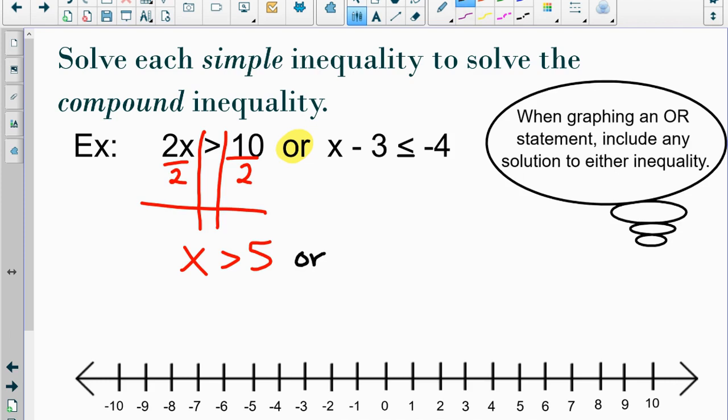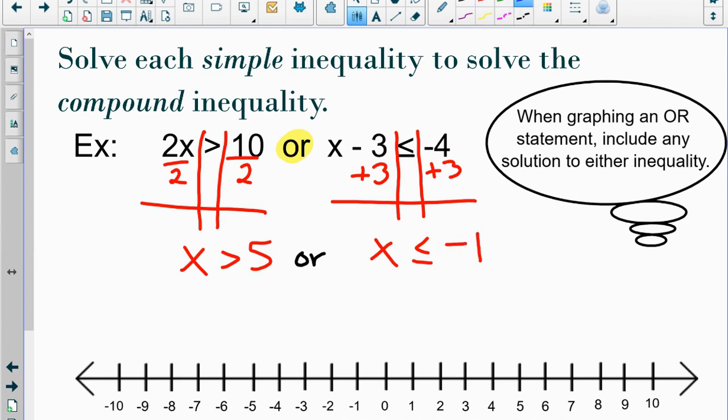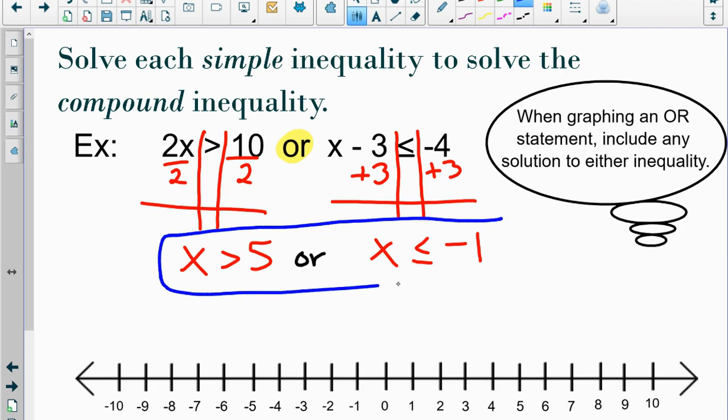That's only part of our answer. We still have that connecting word that we're going to use in our solution, but now we need to solve the second inequality. x minus 3 is less than or equal to negative 4. To get x by itself, I would add 3 on both sides. That's going to undo the minus 3, and that's going to leave me with x is less than or equal to negative 1. So that's my solution. The whole thing put together makes up the solution. That's not two solutions, that's one solution, a compound inequality.